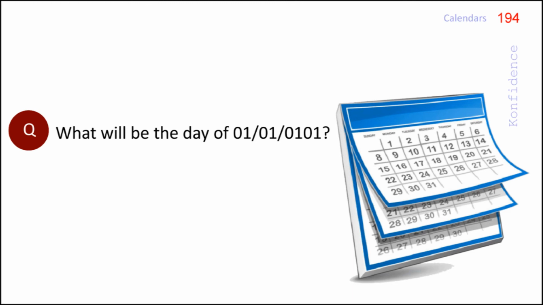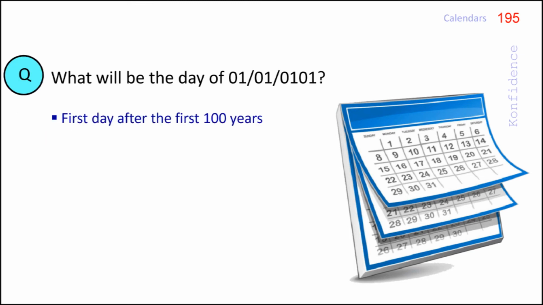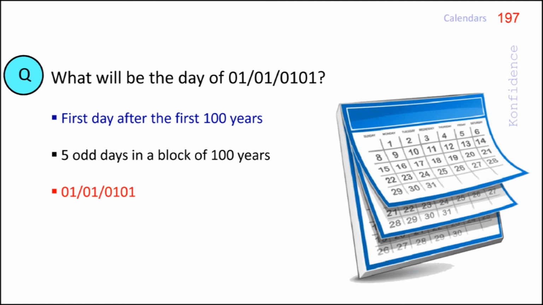So, what will be 0101 0101? That is 1st of January year 101. It is the first day after the first 100 years of the calendar. We know there will be 5 odd days in a block of 100 years. So, the 1st January 0101 would have been.